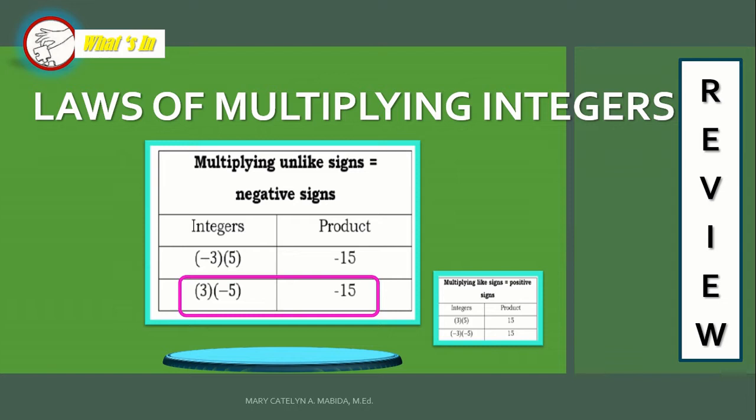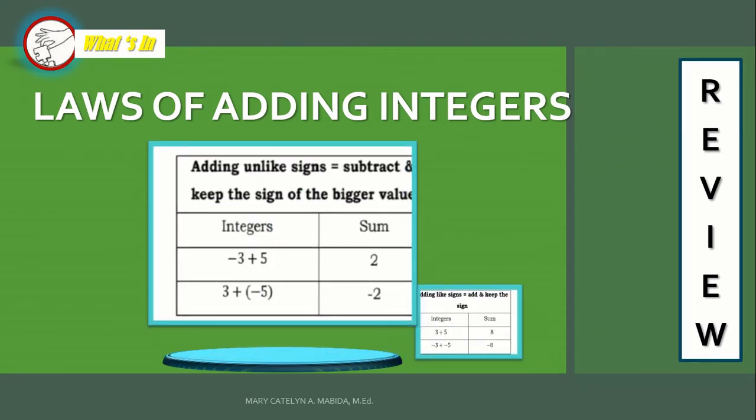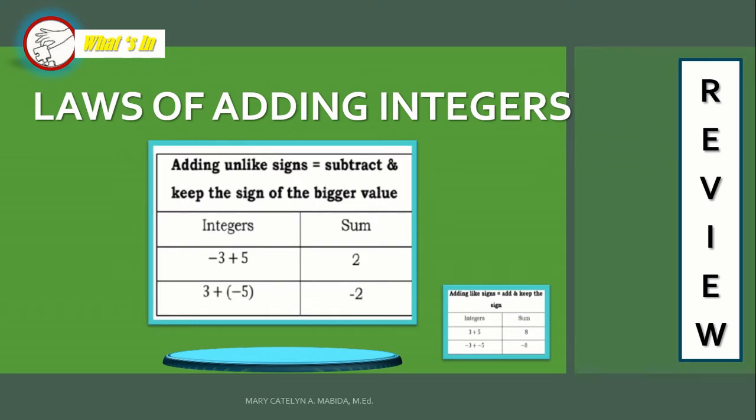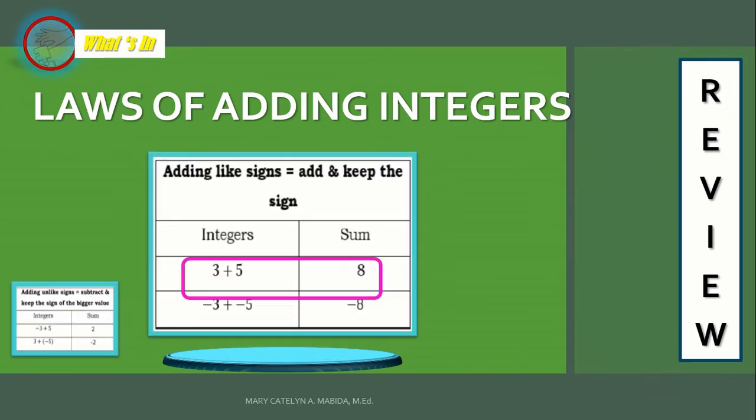Now, let's move on to the laws of adding integers. Same as with multiplying integers, there are also two laws for adding integers. The first is when you add numbers with like signs, and the second is when you add numbers with unlike signs. Okay, so let's get started. Adding numbers with like signs.